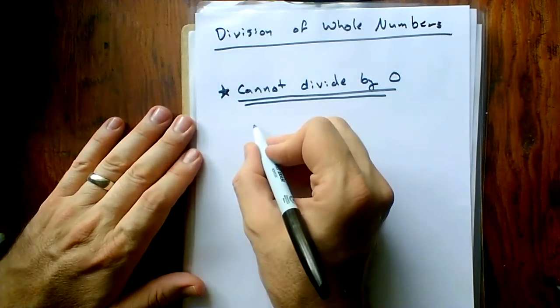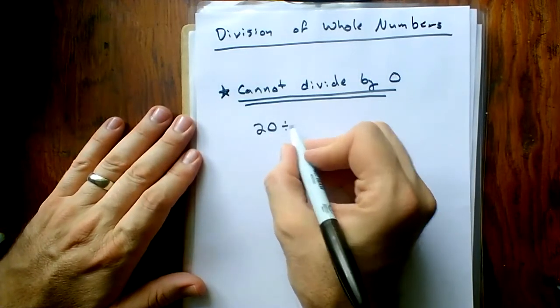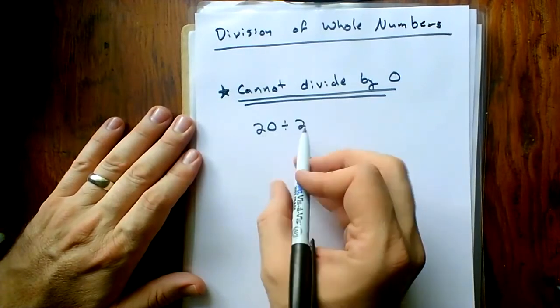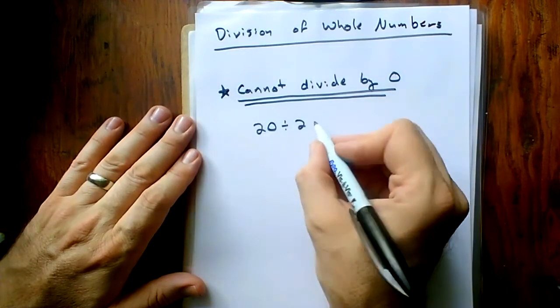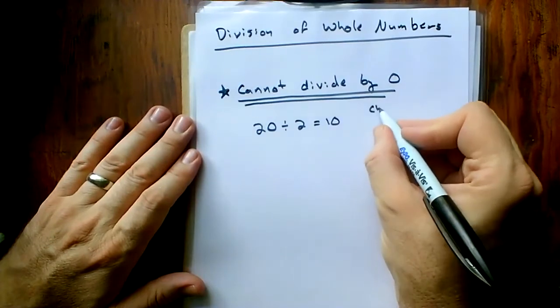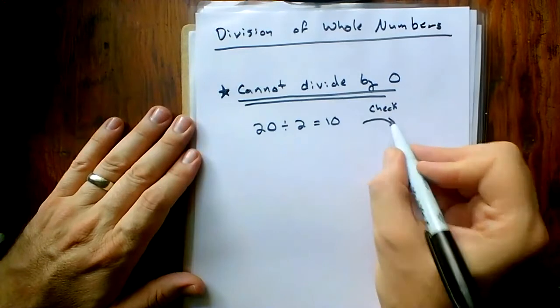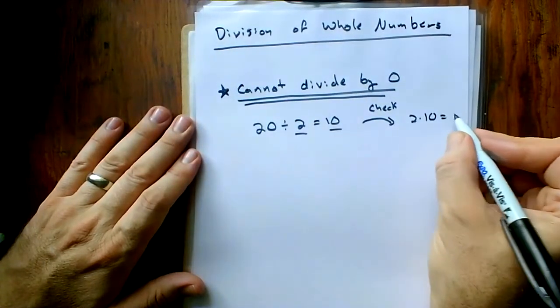So if I've got, say, 20, and I divide this by 2, 20 divided by 2, you're basically asking how many times do I have to add 2 to get 20? And it's 10. If I'm to check this, I'll be saying, well, what is 2 times 10? 2 times 10 is 20.